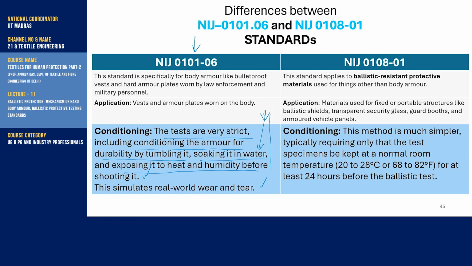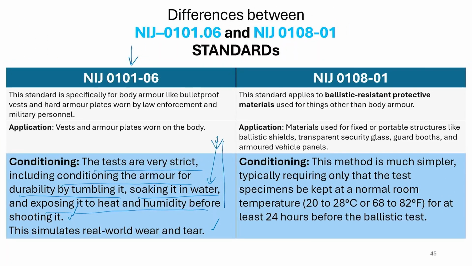But in NIJ 108.01 that type of stringent requirement is not there, because this method is much simpler. Typically it requires only that the test specimen be kept at normal room temperature. Soaking and exposing to heat and humidity are not required. Here we have to keep it in a conditioning room with a temperature range between 20 to 28 degrees for 24 hours, that is all.